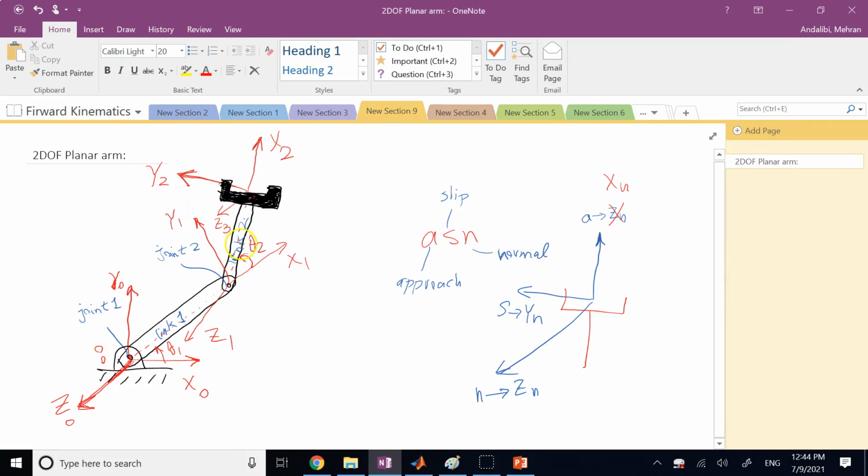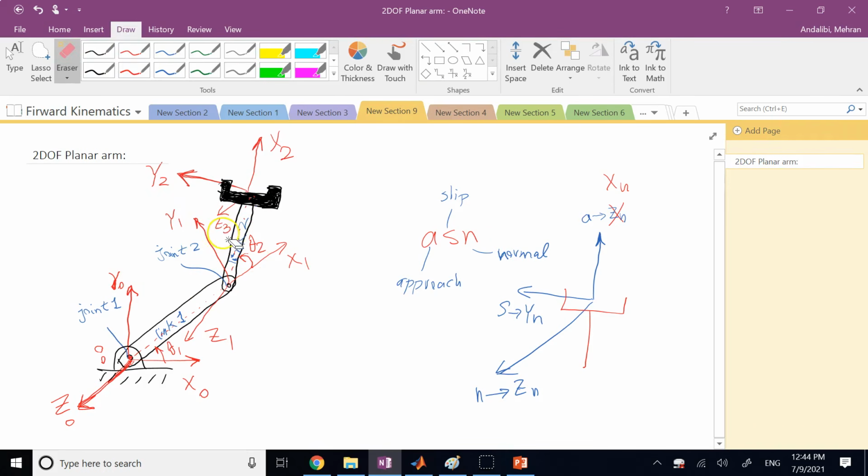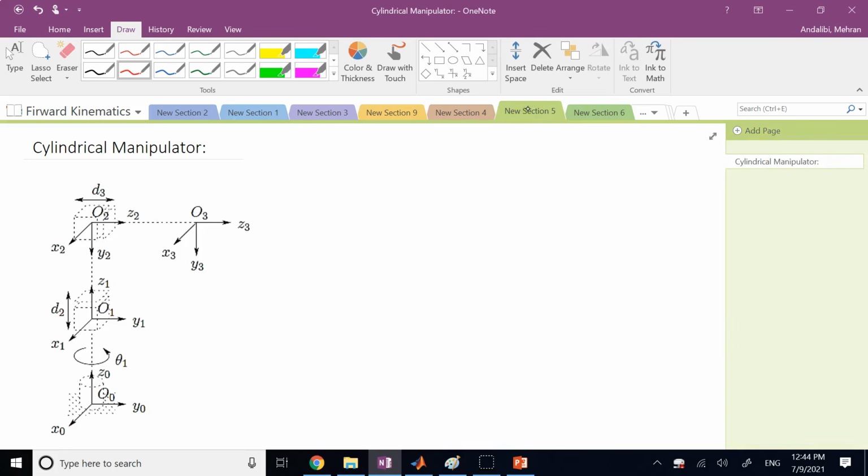For the case of this 2D planar arm, you see that all of the Z's, Z0, Z1, and sorry, this is Z2. I don't know where Z3 came in. This is Z2. All of these Z's are parallel, okay? So I can choose a convenient location, but there are scenarios that they can be skew or they can be intersecting. Like, for example, for a spherical wrist, I can show you that, for example, in this case here, if you look, this Z1 and this Z2 are intersecting. So the location of intersection is O2.